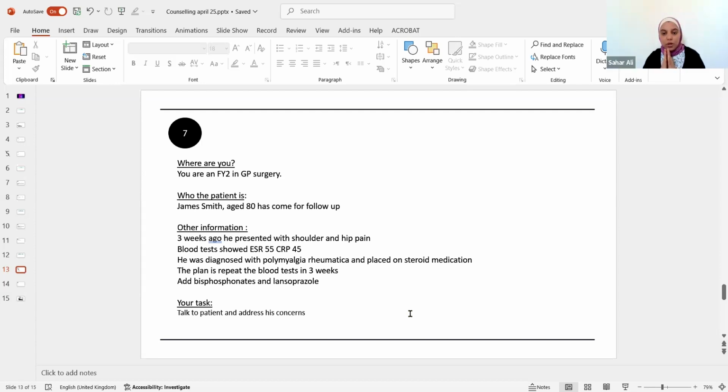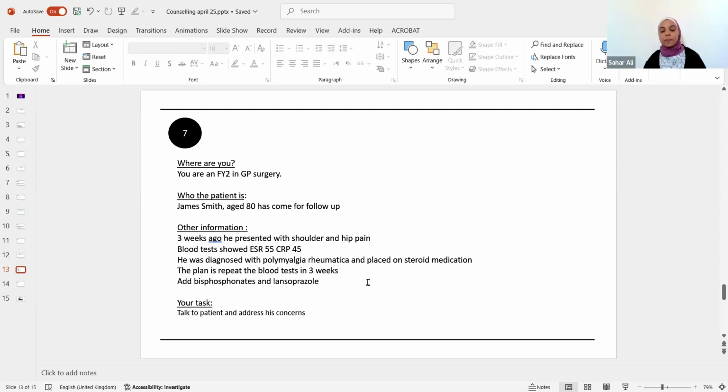Okay. So the management should include talking about stopping steroid is not recommended. Steroids should be continued for at least 1 or 2 years. All right, and should include the test in 3 weeks, and should include bisphosphonates and lansoprazole as an additional treatment. All right. Okay.